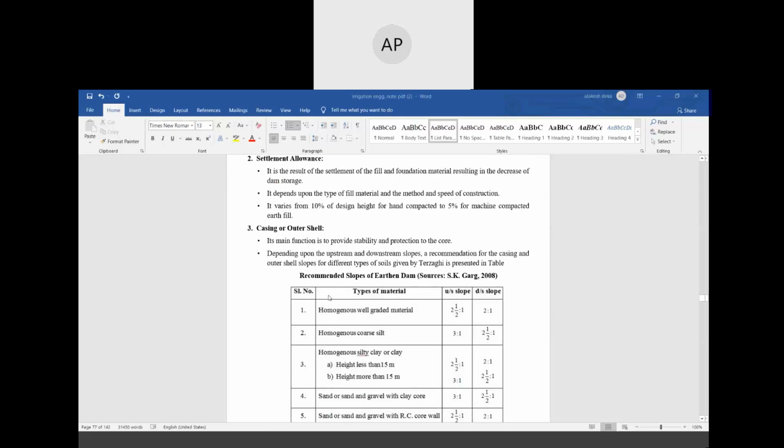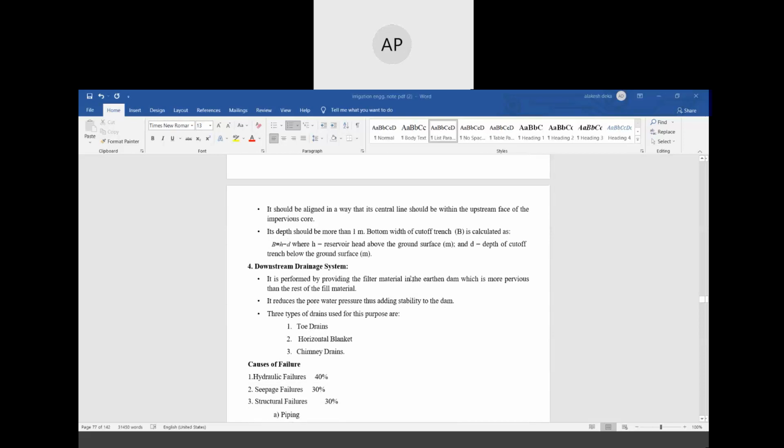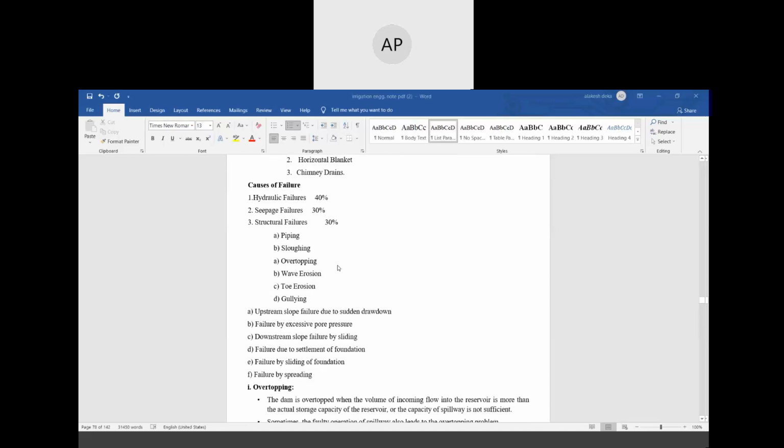These are the design parameters of cut-off drains and the downstream drainage system. Causes of failure: hydraulic failure is about 40%, seepage failure 30%, and structural failure 30%. So these are the causes of failure of earthen dams: hydraulic failure, seepage, and structural.